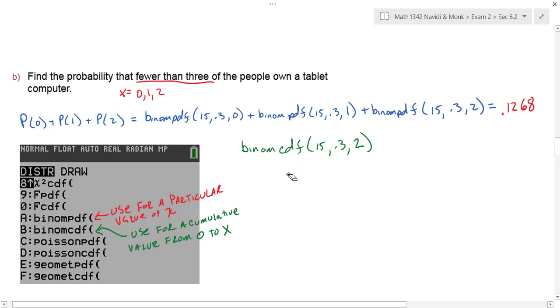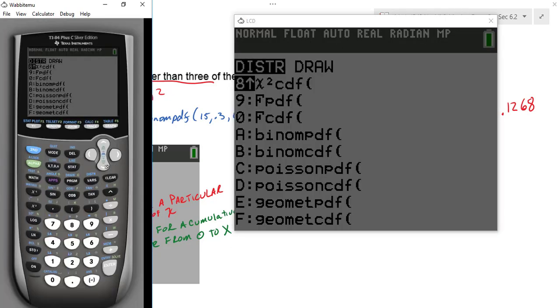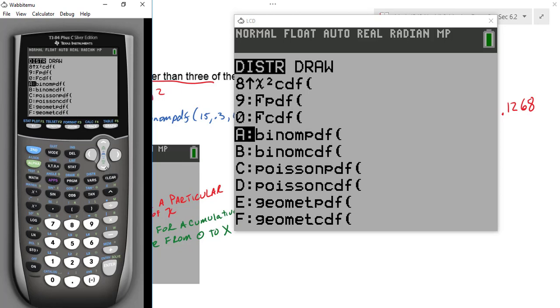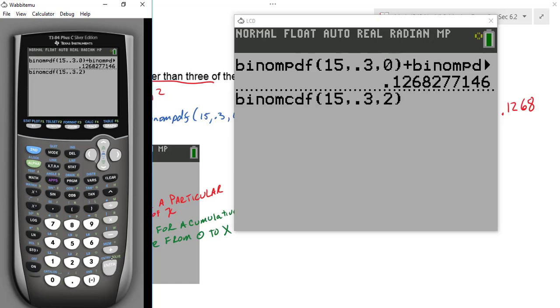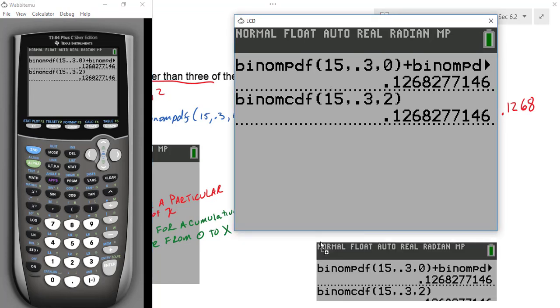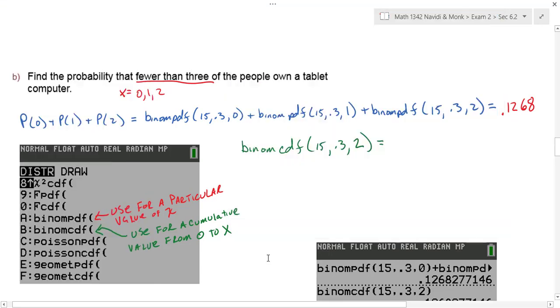The CDF accumulates, the PDF is for a particular value. So now we go to our calculators, and I'm going to select the binomial CDF. My number of trials is still 15, my probability of success is still 0.3, and my x value now is 2 because I want to go from 0, 1, and 2. And I paste this on my calculator, and guess what? I get the exact same answer as adding up all those individual PDFs.